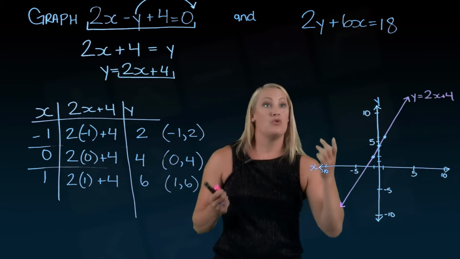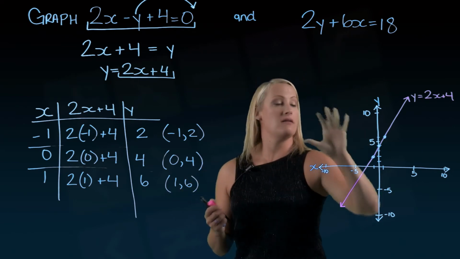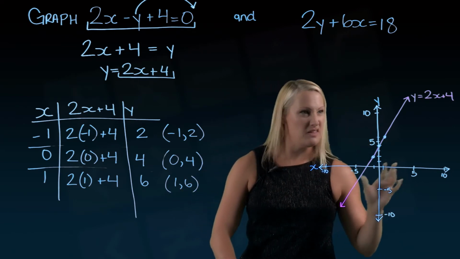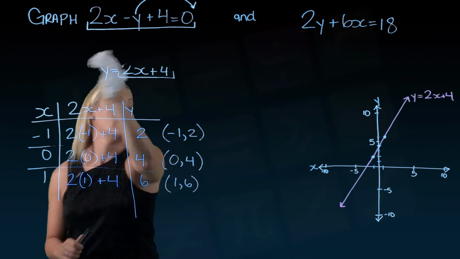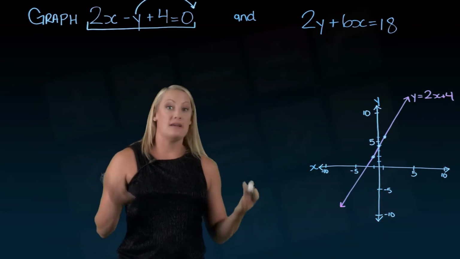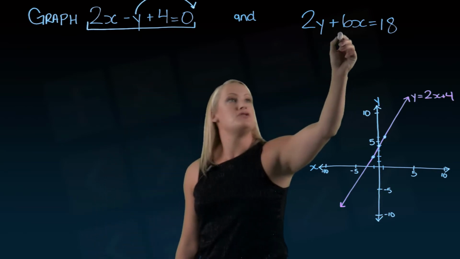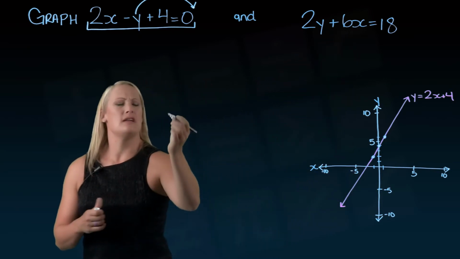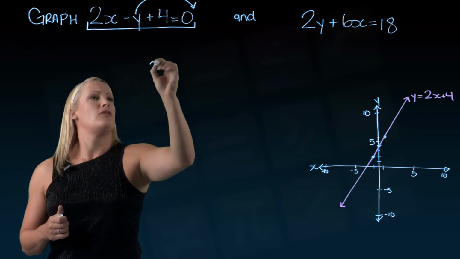Let me make myself some room, and then we will graph this line on that same plot so we can sort of see the difference between the two. All right, guys, let's take a look at a second example. So over here, I've got 2y plus 6x equals 18. I'll write it here so it's in front of us.